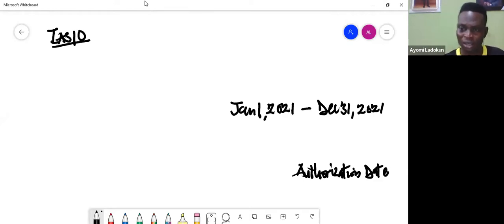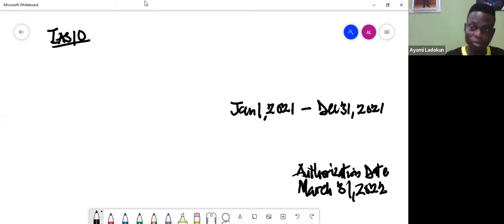Now, in practice, authorization date is usually 3 months after the reporting period. So if my accounting year is January 1, 2021 to December 31, 2021, obviously my authorization date will be March 31, 2022, because it's going to be 3 months after the reporting period. Meanwhile, in your exam, you have to follow whatever the examiner has told you, because in the exam, you can use 5 months, you can use 6 months. It doesn't really matter. But for the purpose of this lecture, I'm using 3 months after the reporting period.